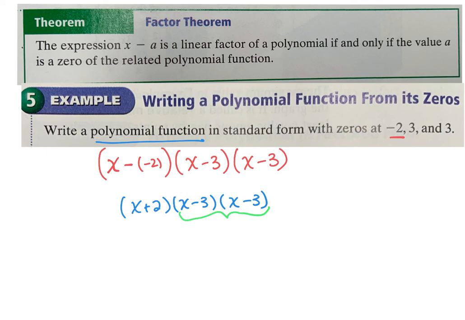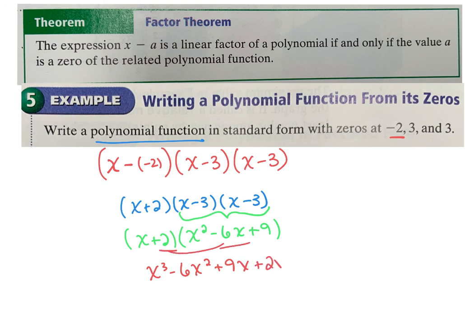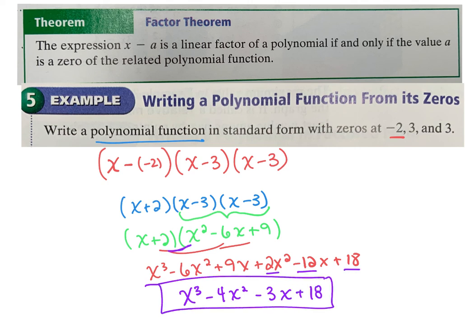I'm going to take the x minus 3 squared, that's a special case. That's going to be x squared minus 6x plus 9. And then I'm going to distribute this guy here. So I'm going to distribute my x through. And then I'm going to distribute my 2 through. And then, of course, just like we did on example 1, combine your like terms. X cubed, we have negative 6 and positive 2. Positive 9 and negative 12, and then the 18 will not combine. So when it gives you your zeros, just put it into linear factors and FOIL. That's all you're doing. Put it into linear factors and multiply.